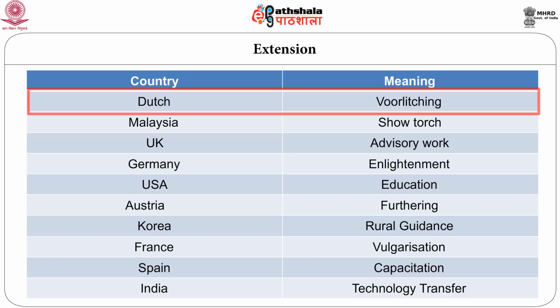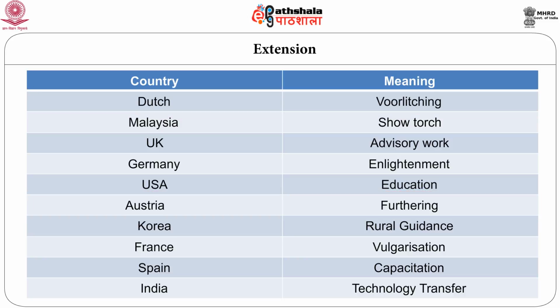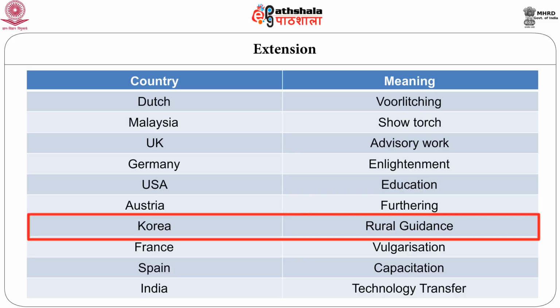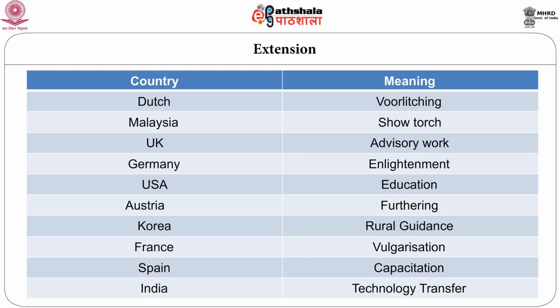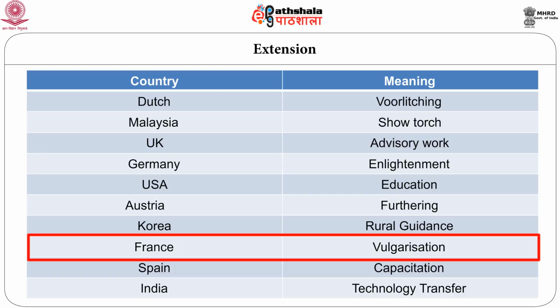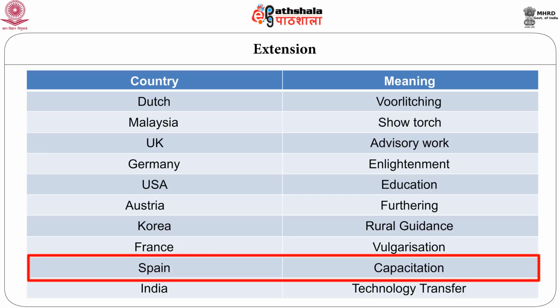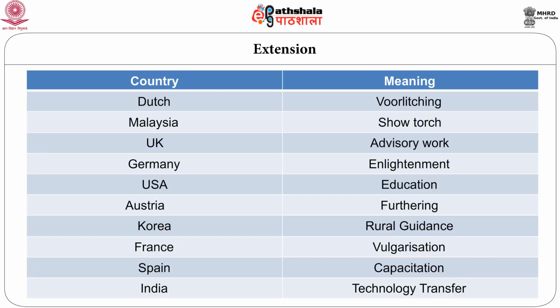In the case of the Dutch, it is oorlichting. Oorlichting means showing the pathway to the people. In Austria, it is furthering. Furthering means taking ahead or taking forward. The Koreans understand the concept of extension as rural guidance, but in France, it is vulgarization. Vulgarization means simplifying the message for the benefit of the common man. Spain has developed an understanding of the term extension as capacitation. Capacitation means nothing but capacity building of the people.